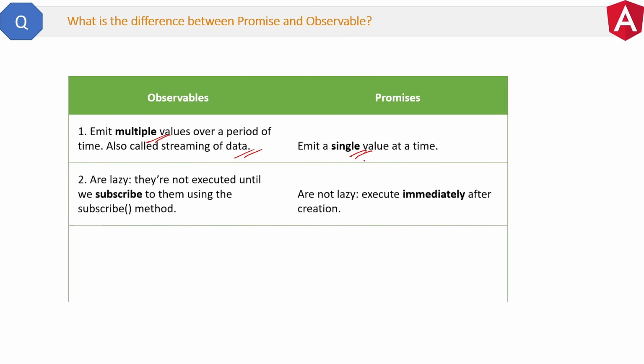Next difference, observables are lazy. They are not executed until we subscribe to them using this subscribe method. For example, if you have written some code in your Angular service for observable, which is receiving some data from some API, but if there is no component which is subscribing to this data, then this observable written in the service will not even generate the data. And it is very beneficial as it will save the resources and memory of your CPU.